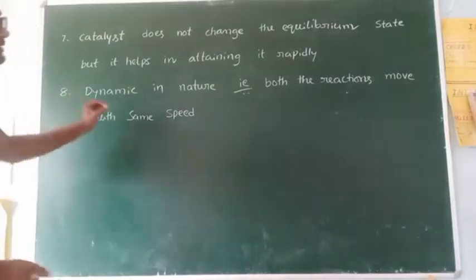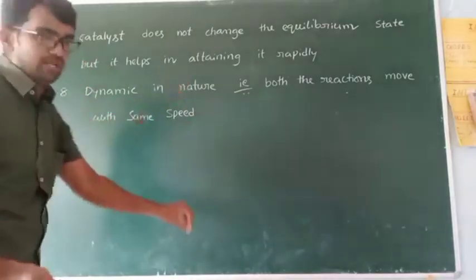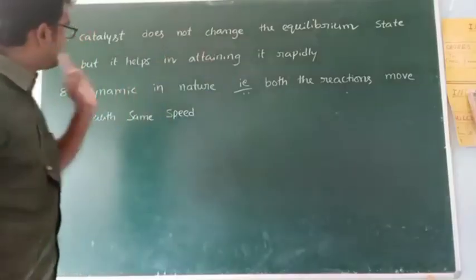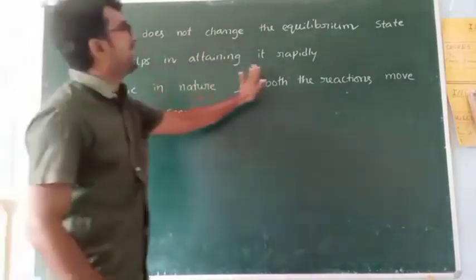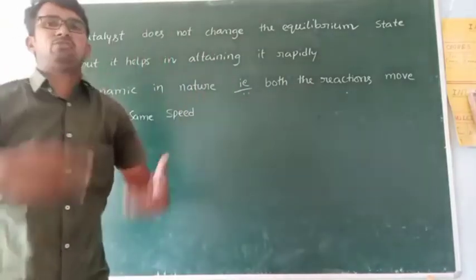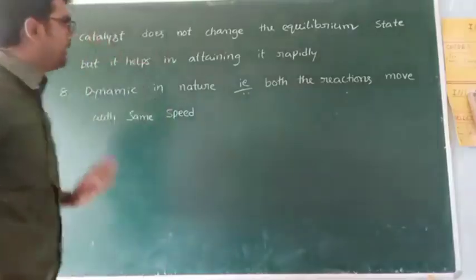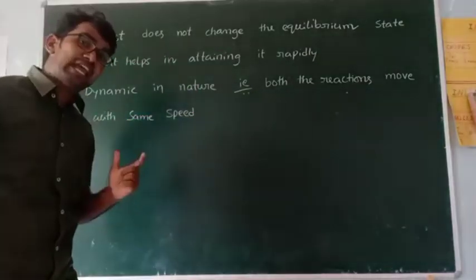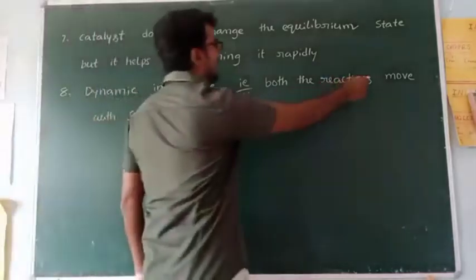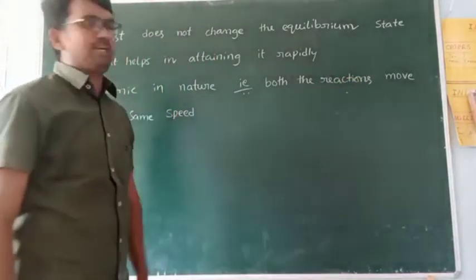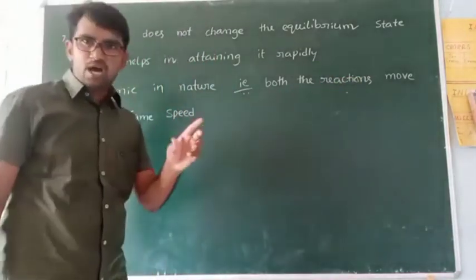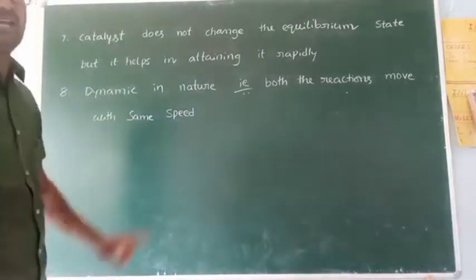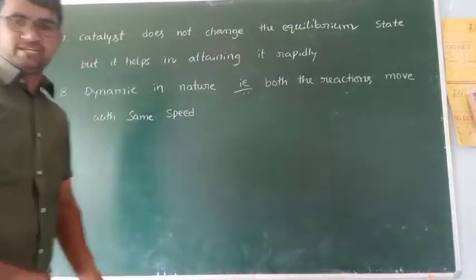Right? In chemical equilibrium reactions also, a catalyst does not change the equilibrium state, but it helps in attaining it rapidly. Next one, the 8th one: dynamic in nature. Dynamic means the same speed. Both reactants move with the same speed. So all move with the same speed. That's why equilibrium is attained very quickly. Dynamic in nature.